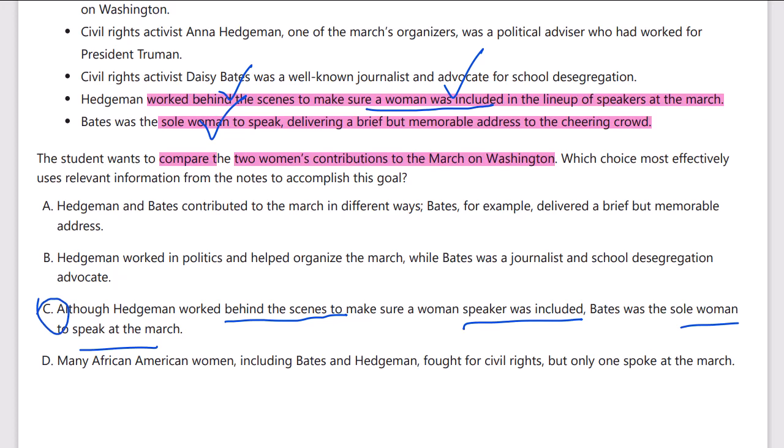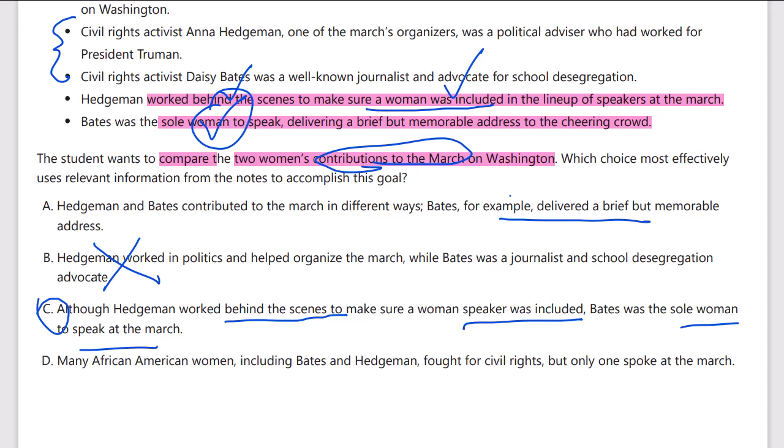Hedgeman and Bates contributed to the march in different ways. Bates, for example, delivered a brief but memorable address. So this repeats that comparison, but it only tells you what one of them did. It only tells me what Bates did, so it fails to include anything about Hedgeman. B, Hedgeman worked in politics and helped organize the march, while Bates was a journalist. Okay, this is the bullet points above about their careers. That is not answering the question of what their contributions to the march in Washington were. Not the answer to the question.